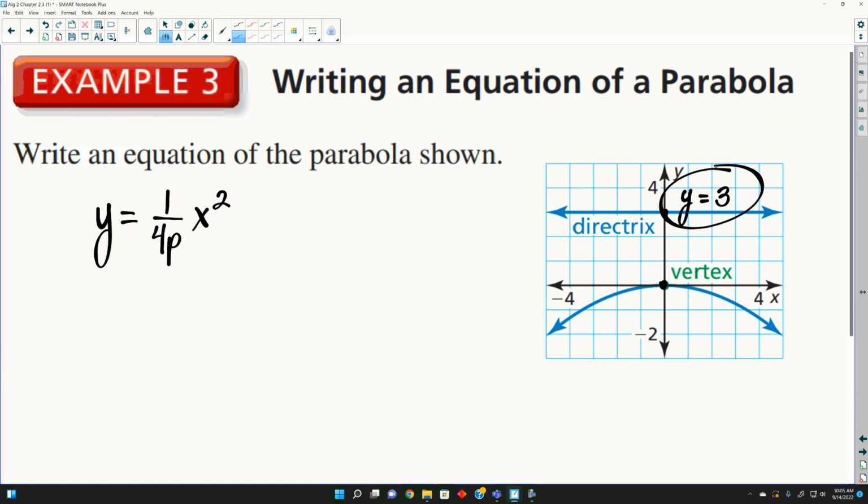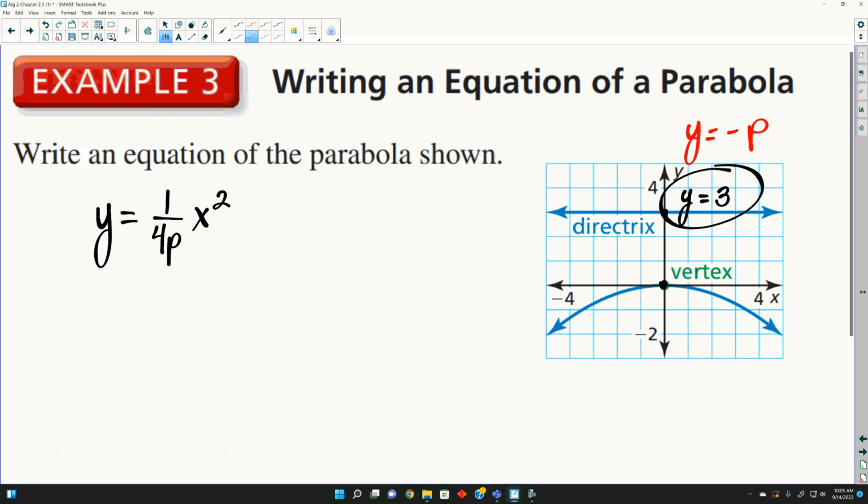Now, looking back at the general form of this from our general information, we got that this is going to be y equals 1 over 4p times x squared, mainly because it's opening down, yes? What's the equation in the general form for the directrix? Y equals, yes? So that's another way we can tell that this is going to be this equation, because it's telling us the equation for the directrix is y equals negative p.